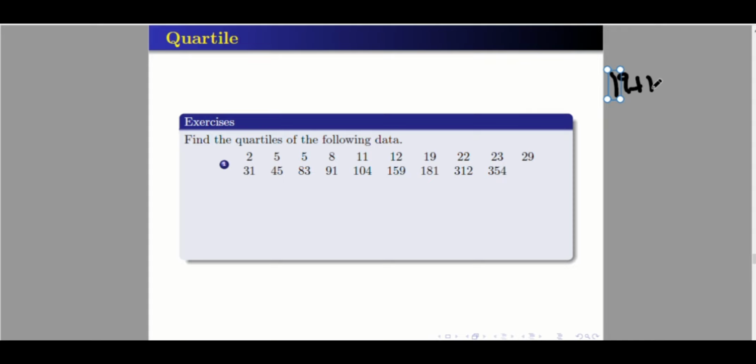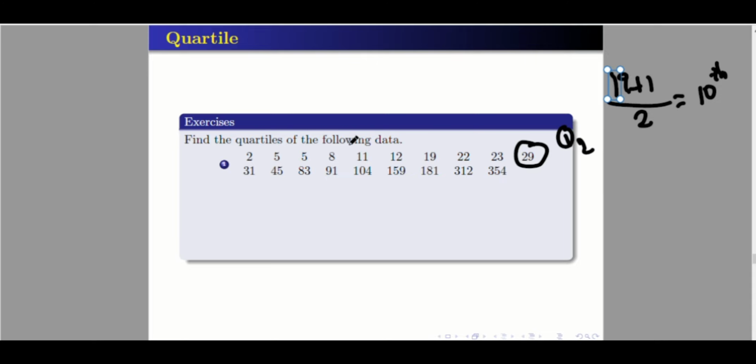So where is it? Since this is odd, I may add plus 1. 20 divided by 2 is 10. So it's at the 10th. So meaning 29 is our Q2. Okay, the 10th data.